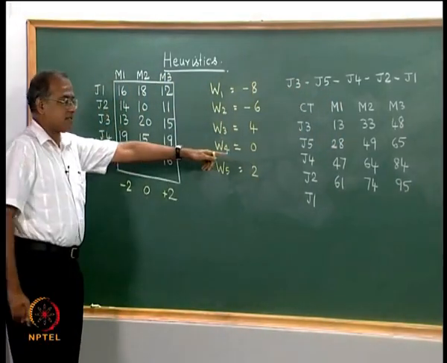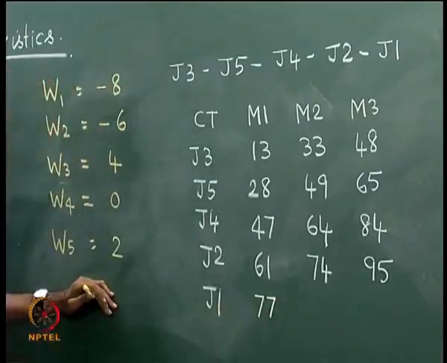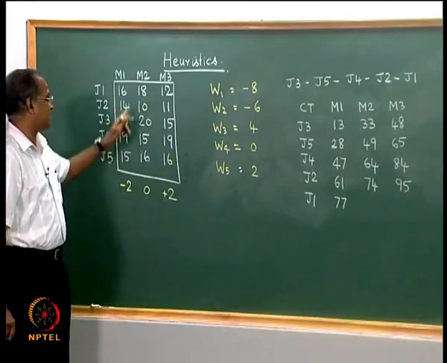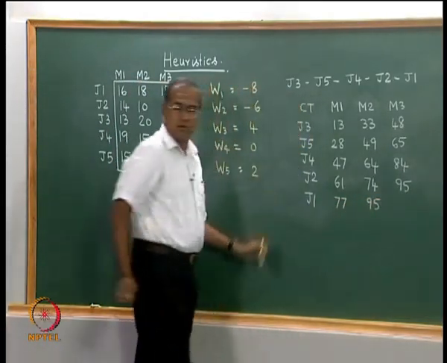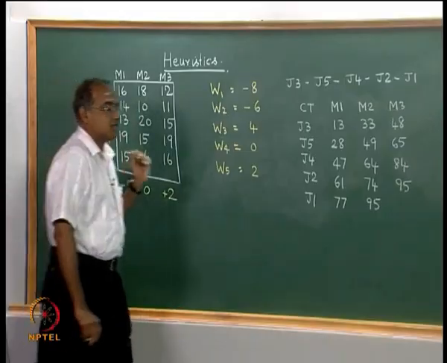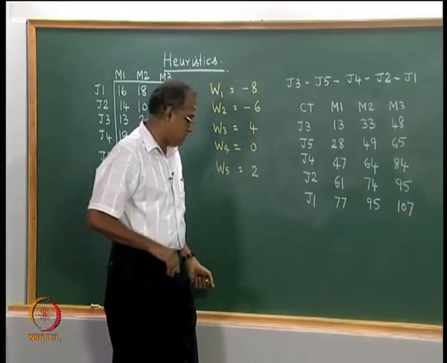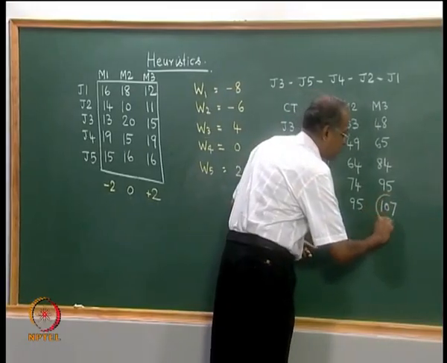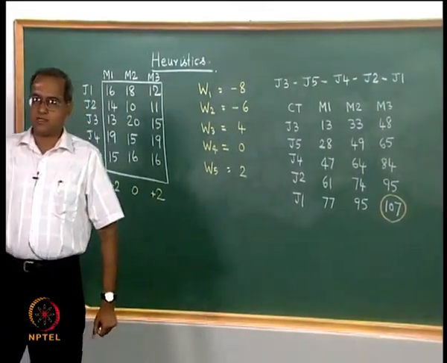Now, J1 starts at 61 on M1, takes another 16, so finishes at 77. M2 is already available at 74, so starts at 77. 77 plus 18 is 95, it comes out. At 95, M3 is available, so starts at 95, takes another 12 and finishes at 107. So, Makespan associated with this sequence is 107.